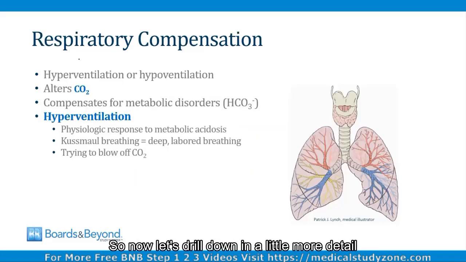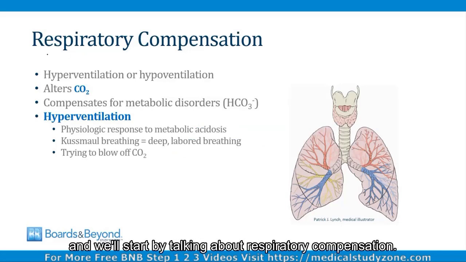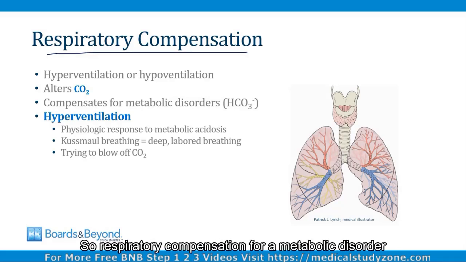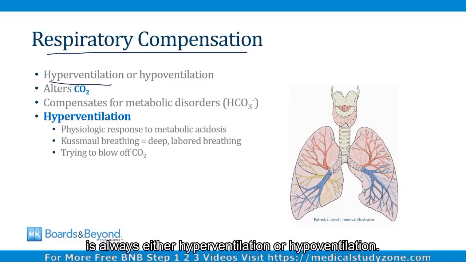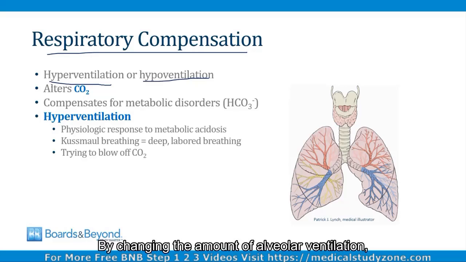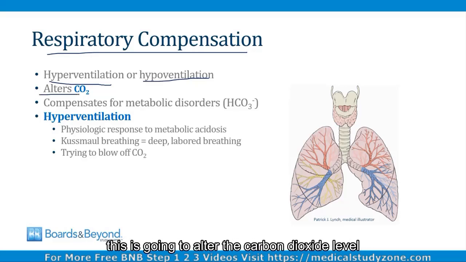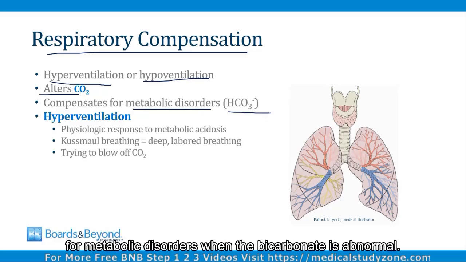So now let's drill down in a little more detail and talk about how the body compensates for acid-base disturbances. And we'll start by talking about respiratory compensation. So respiratory compensation for a metabolic disorder is always either hyperventilation or hypoventilation. By changing the amount of alveolar ventilation, this is going to alter the carbon dioxide level, and that's the way that the body compensates for metabolic disorders when the bicarbonate is abnormal.